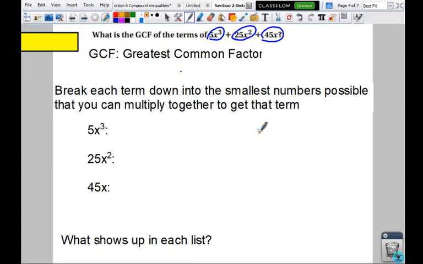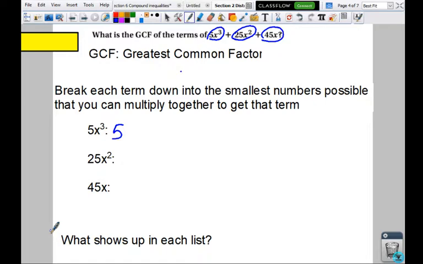If I look at the number 5, can I break 5 down to be something times something that equals 5 without using decimals? No, it's just 5 times 1, right? If it's times a 1, I'm not even going to worry about it. I'm just going to write it down. That one's kind of boring. I'm just going to write down 5.